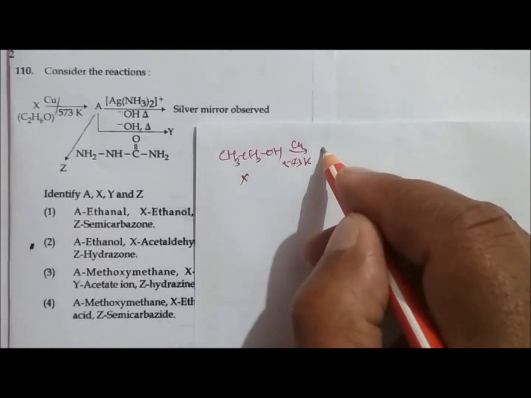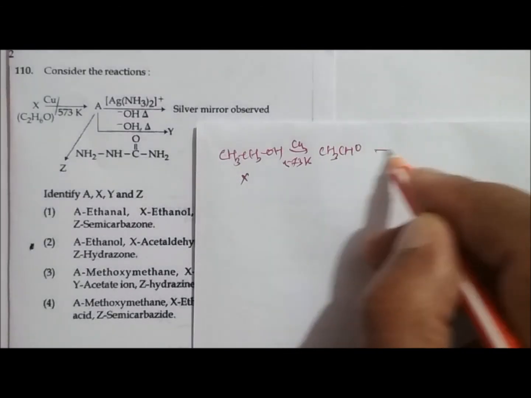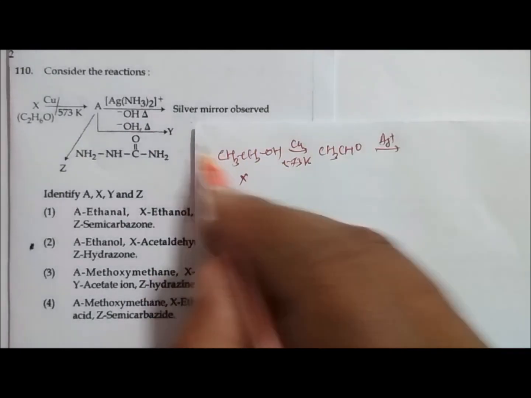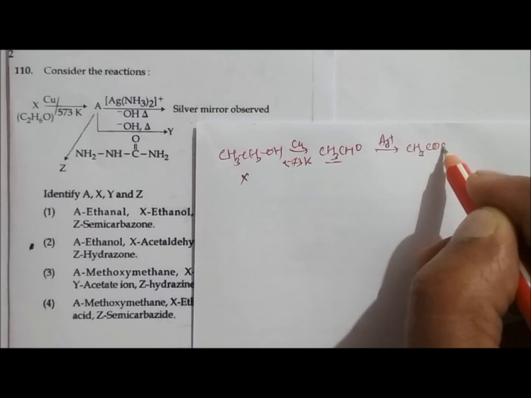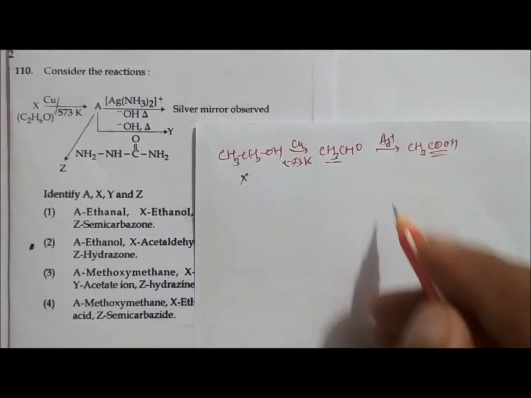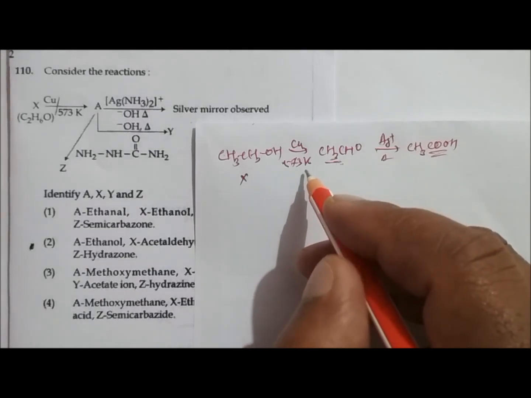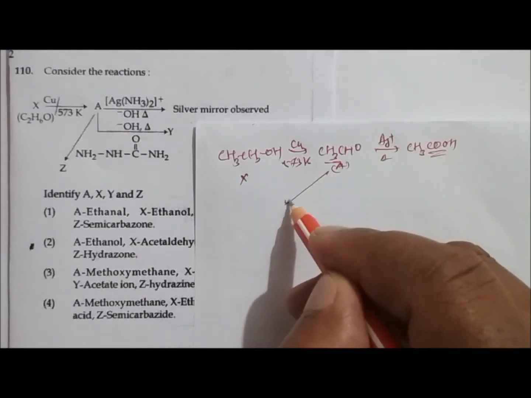It will convert into your aldehyde CHO, and the aldehyde in presence of Tollens reagent will give silver mirror observed. So CH3CHO further oxidized will give you acetic acid. Right. So on heating here, and next is our this A compound.